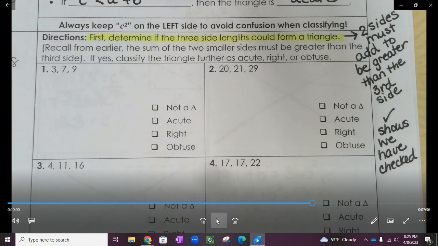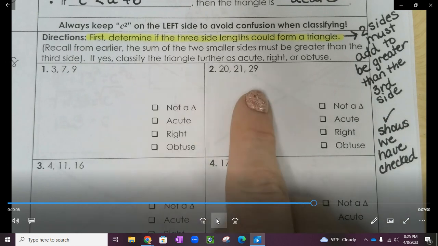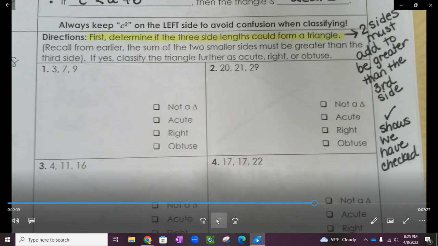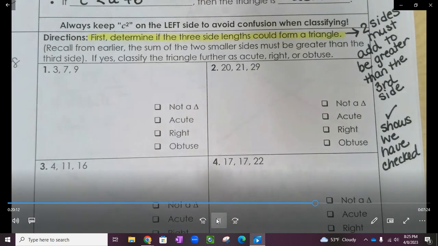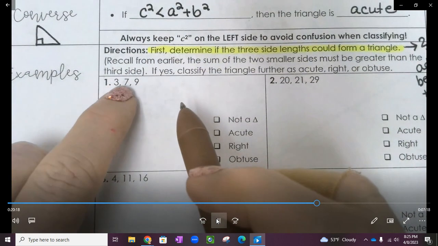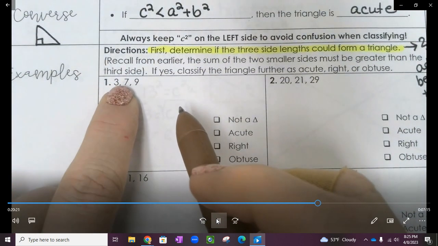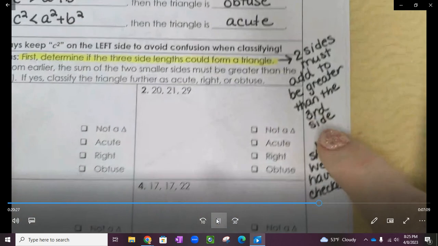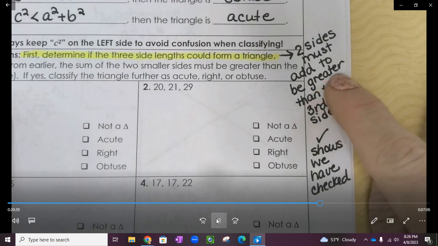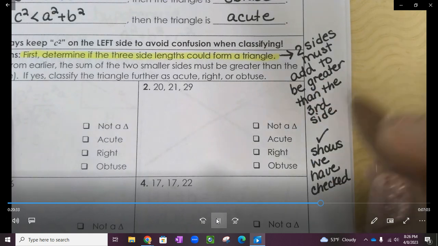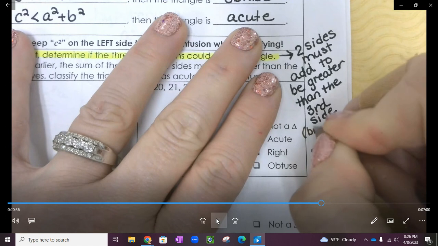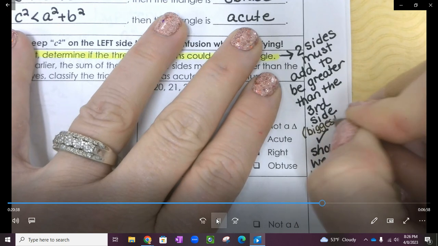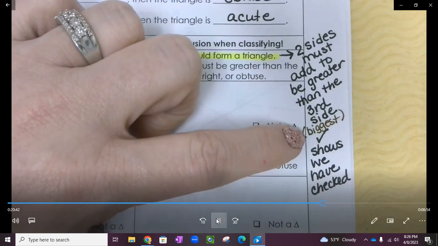Organize your work the way I show you. We're going to put a check mark to show that we have checked to see that this is a triangle. The first one, this is how you check. We're going to go through all of these and check to see if it's a triangle. It's a quick check. The numbers are usually in order, so we're looking for the two smallest and we add those together. What does it say over here? It has to be greater than the third side. The third side needs to be the biggest.